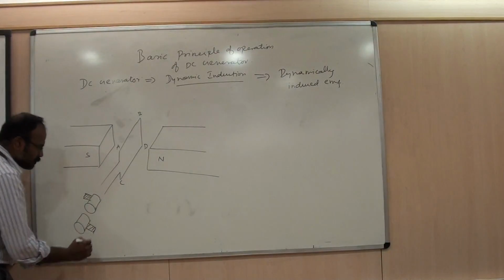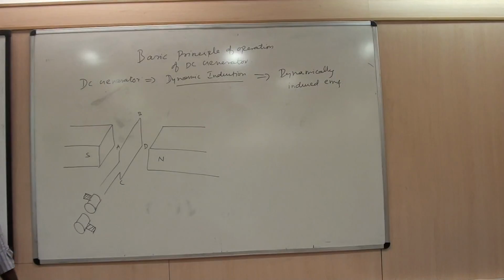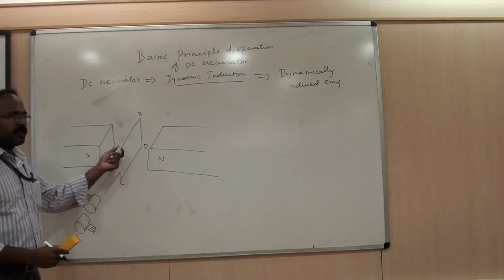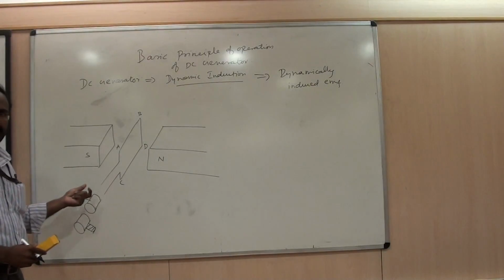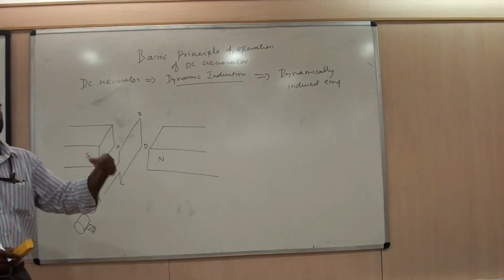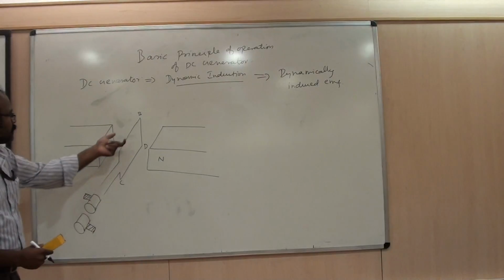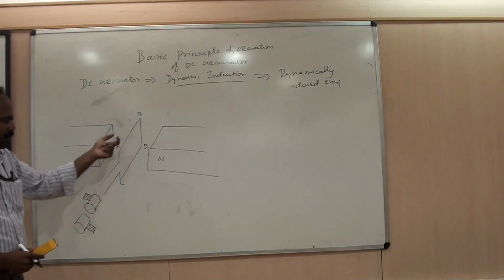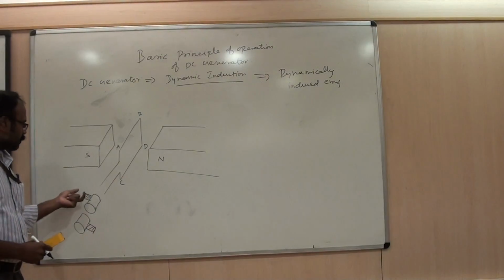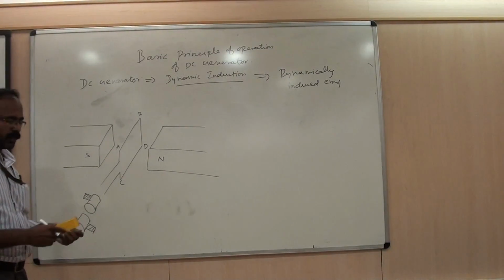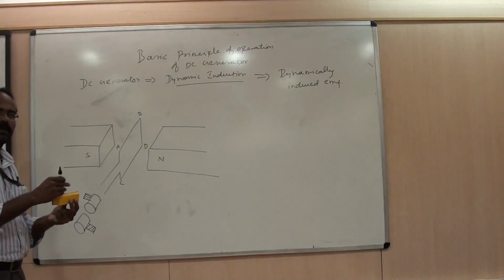The purpose of the brush here is to collect the current which is circulated by the induced EMF in the coil and distribute that current to the external load, which may be static. But the coil and, along with the coil, the slip rings are all rotating. Your brush should be static, so it will slide over the periphery of your slip ring.